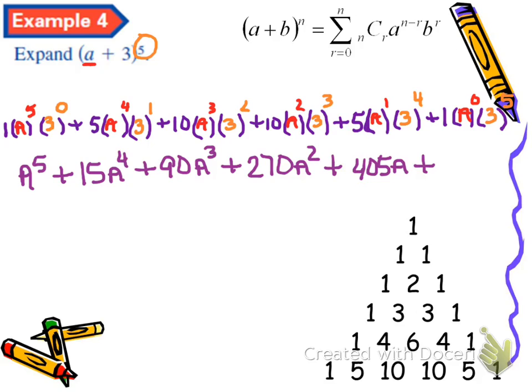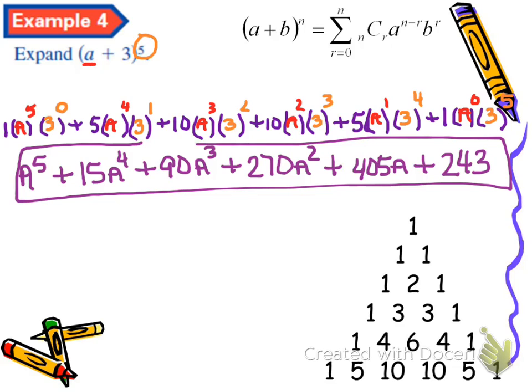3 to the 5th is 243, so we have 1 times 1 times 243. Done. This binomial has been expanded. As you work with this pattern, you should become faster and faster at completing. Alright, let's try another one, see if we can get a little bit faster at this.